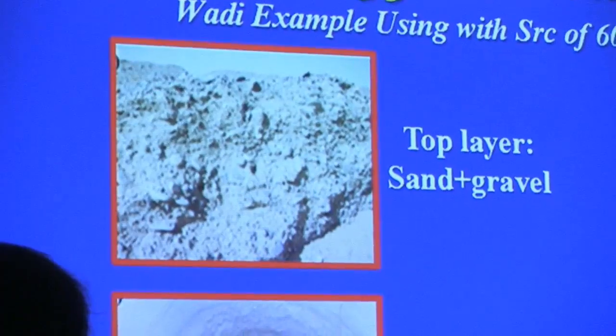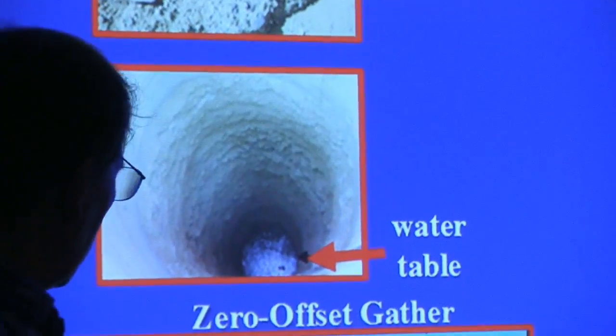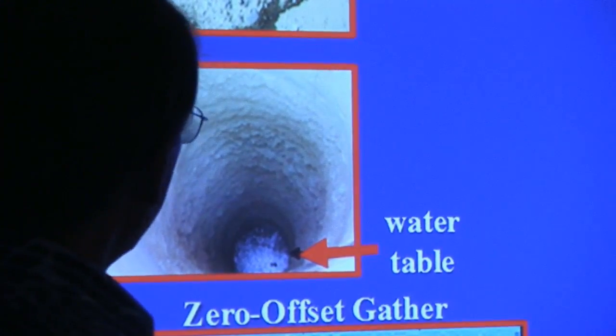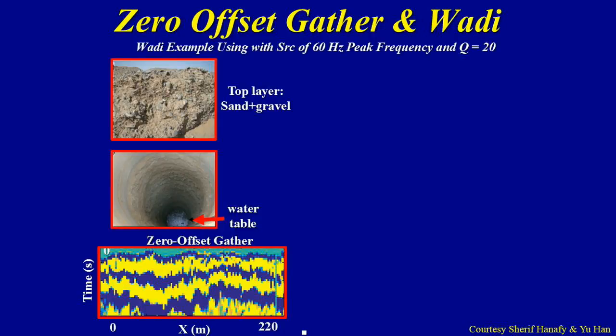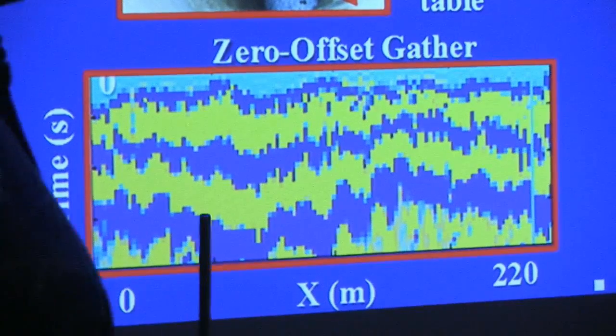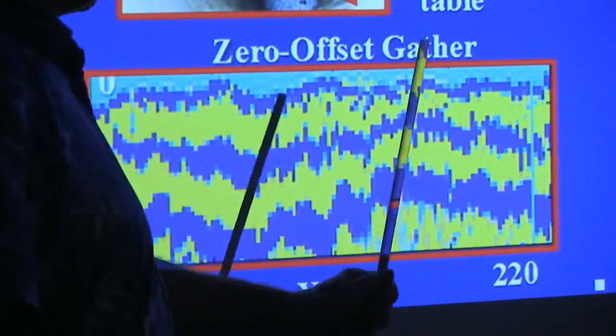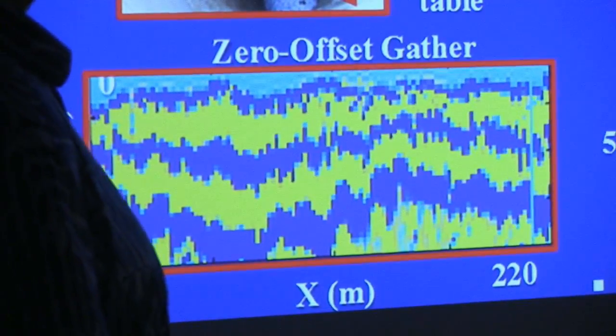There's farming here, and there's a water table down a number of meters, as you'll see in a minute. And then this is something that most people don't think is ground truth at all. It means nothing, but to our surprise, it does mean something. It's called a zero offset gather. When the sources and receivers are on top of one another, you get all this stuff coming. I thought it was just useless stuff, but I'm going to find it's quite useful. So this is also what we're going to consider as ground truth.